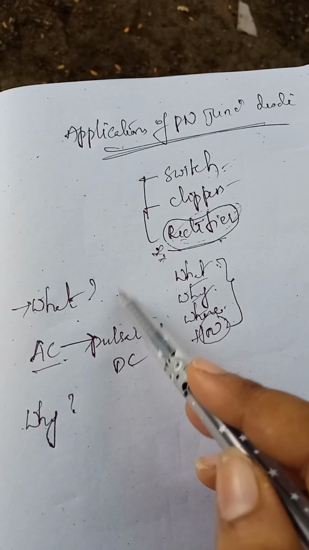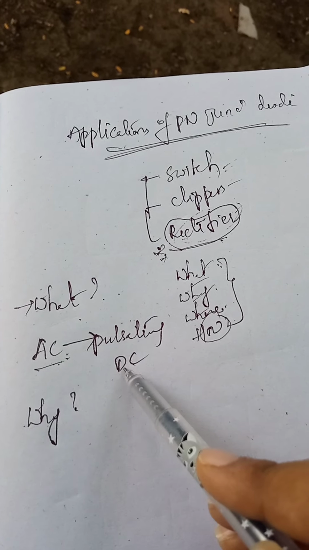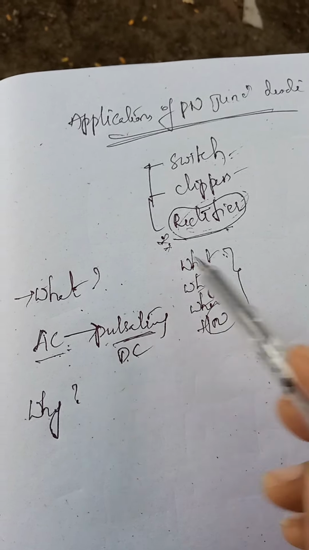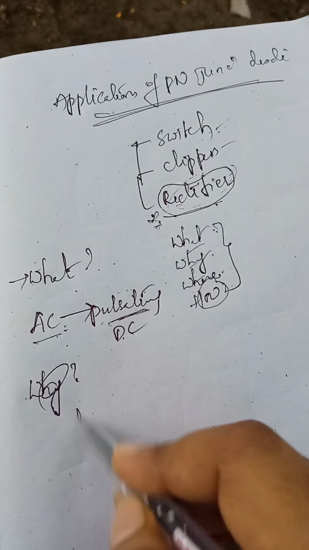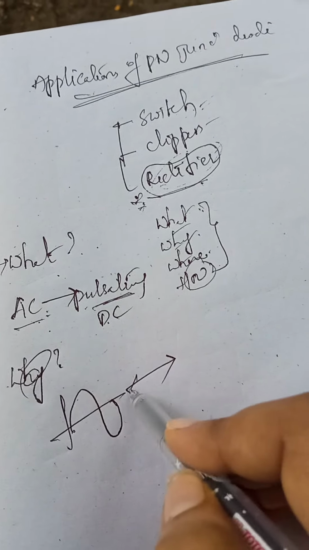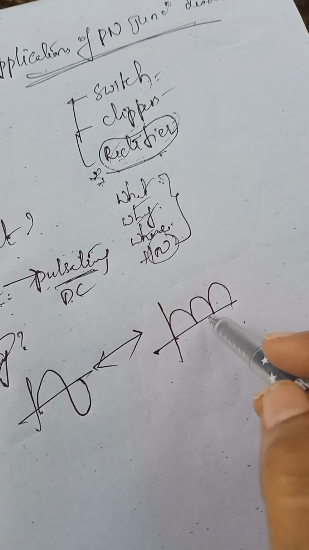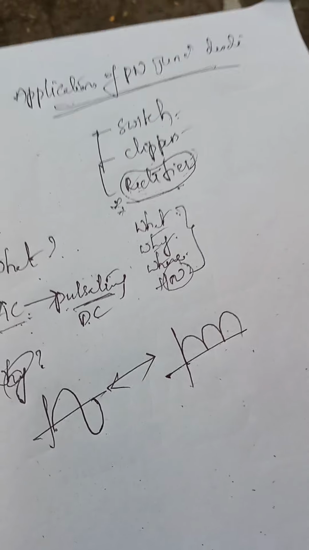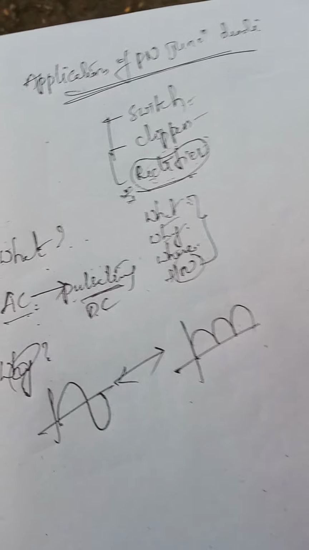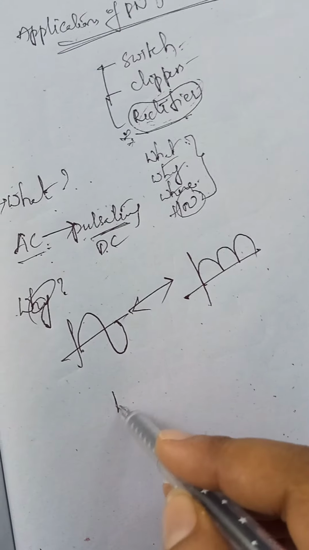What is a rectifier? A rectifier is an electronic device which converts AC to pulsating DC. Then what do you mean by pulsating DC? AC is usually a bidirectional waveform. If a device converts a bidirectional waveform to a unidirectional waveform, then it is called a rectifier. Is it clear?